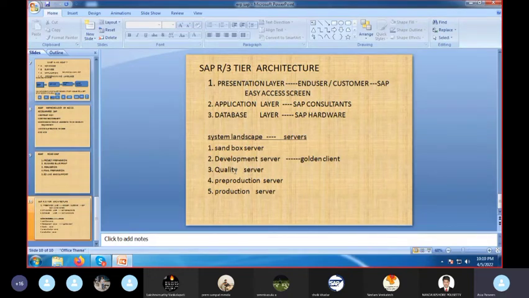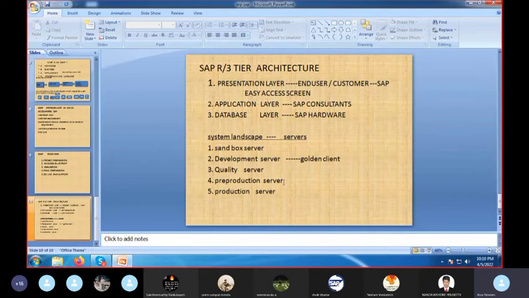Then if everything is correct, everything is according to the need and requirement, then it will be transferred to the pre-production server. Here also testing will be done by the end users, and any other team that is there will do testing. Then if everything is okay, it will be transferred to the production server. In this production server, end users will work. So this is the front end and all the others are back end servers.